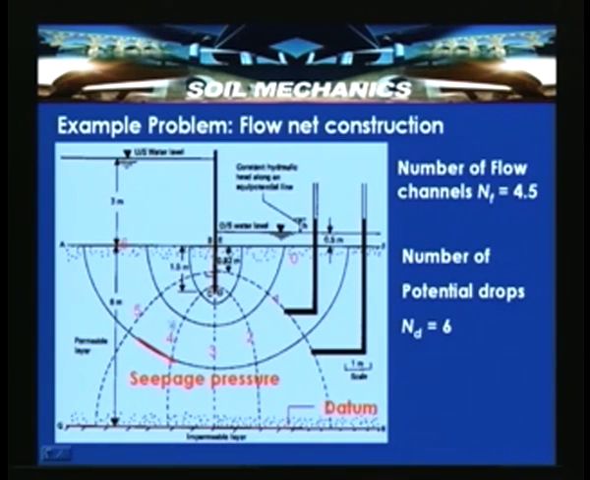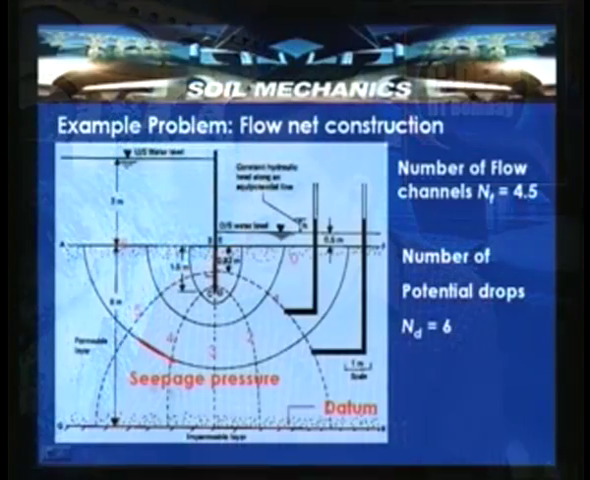Then 1, 2, 3, 4. So, some approximation is involved in estimating the number of flow channels. The number of flow channels here is approximated, for this case, as 4.5. It is an approximation, which can lead to some errors, but the number of flow channels can be approximated in this example as 4.5 and the number of potential drops as 6.